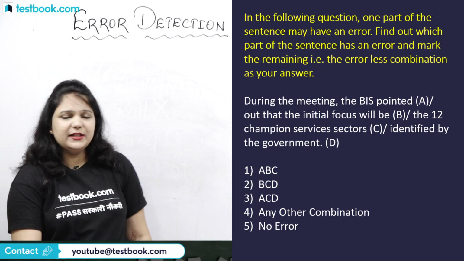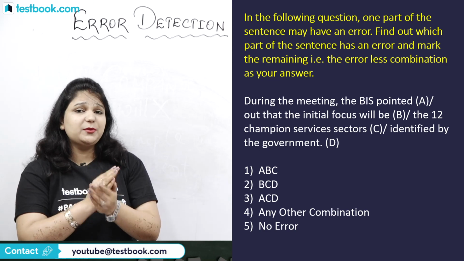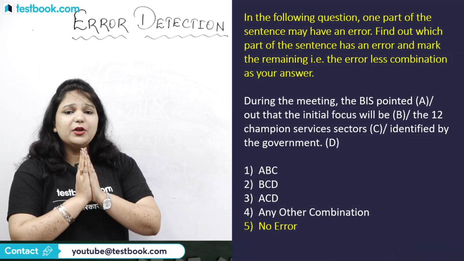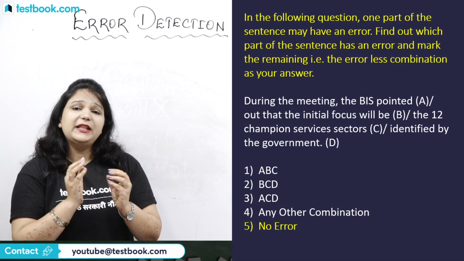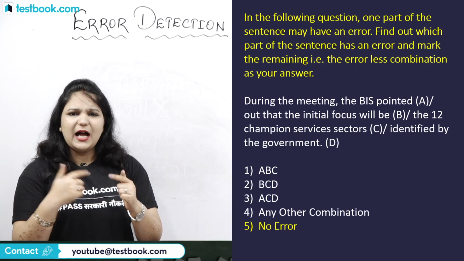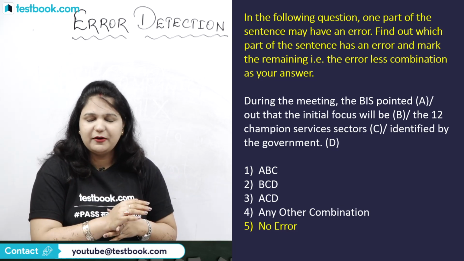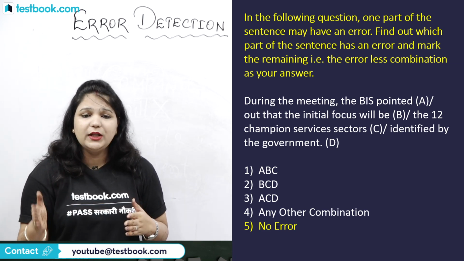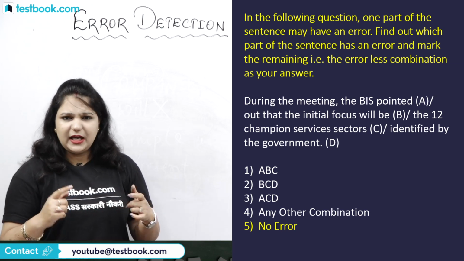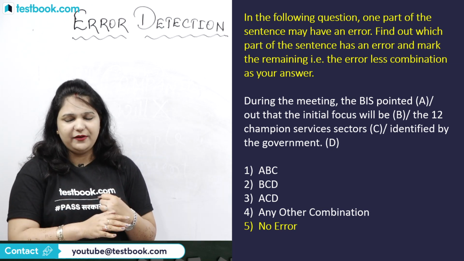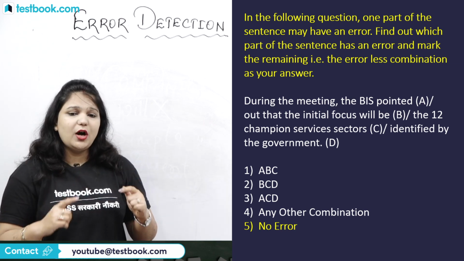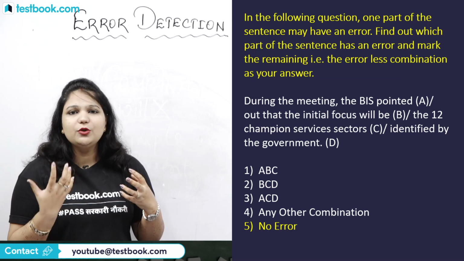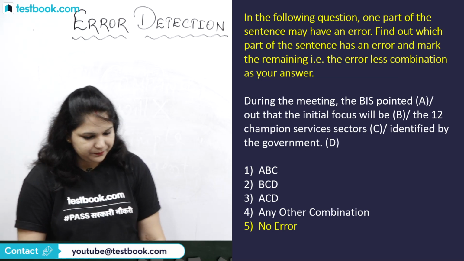So guys, yes, there must be any other combination, right? That means the probable answer is not given over there, because it is actually telling you the part it belongs to. This answer might be a confusing one. We should go with option number 4, guys. During the meeting, the BIS pointed out that the initial focus will be on the 12 champion services sectors. The answer might be confusing here. Don't go for option 5, guys. It must be option 4, because the focus will be substituted by the preposition what? On, because generally we use what? Focus on, guys.